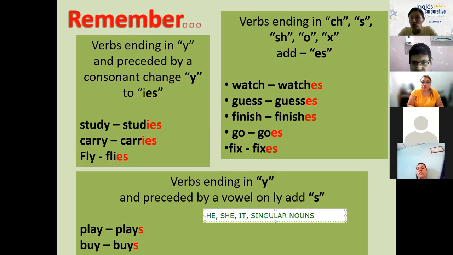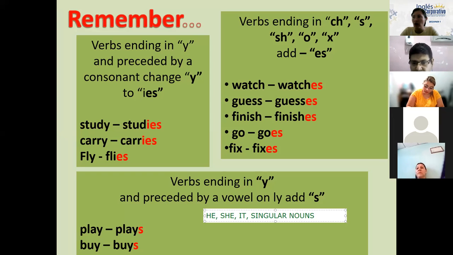we add ES to certain verbs, ¿okay? Agregamos ES a ciertos verbos. ¿Cuáles verbos? Verbs ending in CH, como watch. Verbs ending in S. Puede ser una sola S o puede ser también doble S, ¿verdad? En este caso, pues, generalmente es doble S. And then the other ending is SH, como en finish, right? The other one is O, como en go. And the last one is X, como en fix, right?